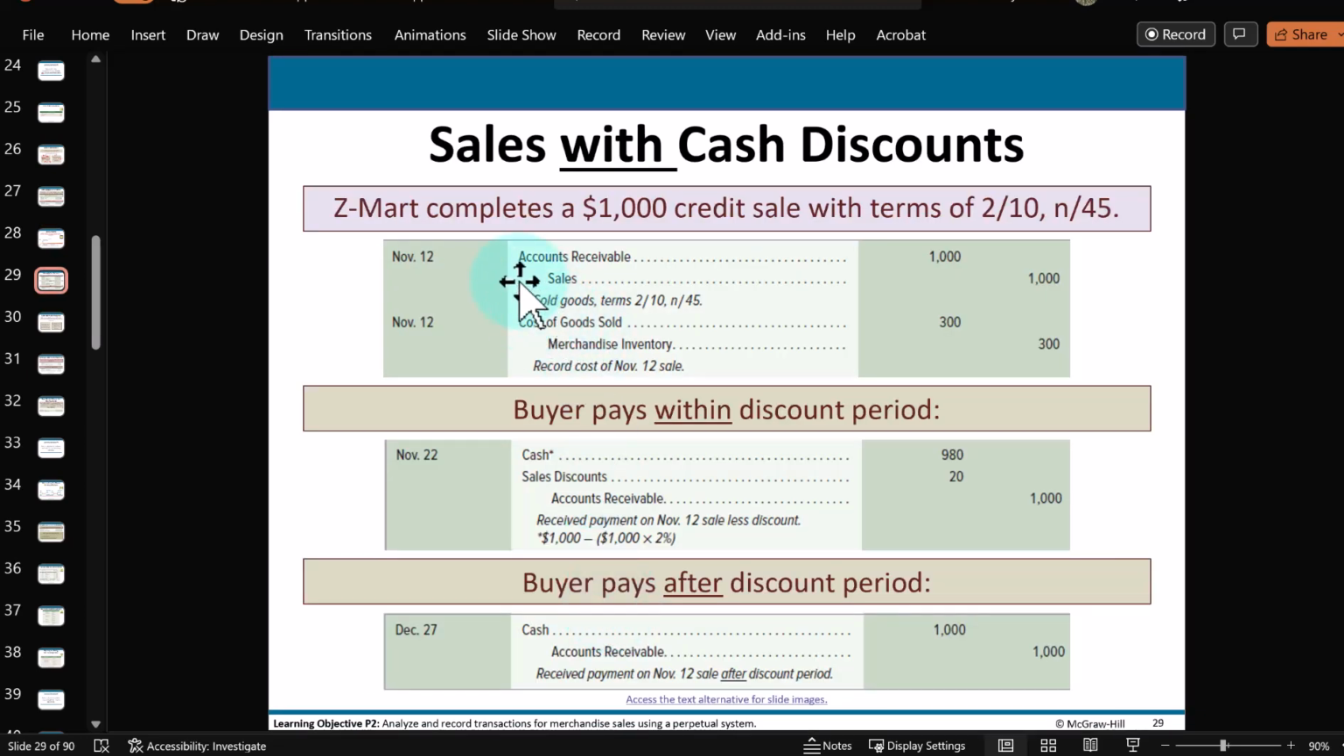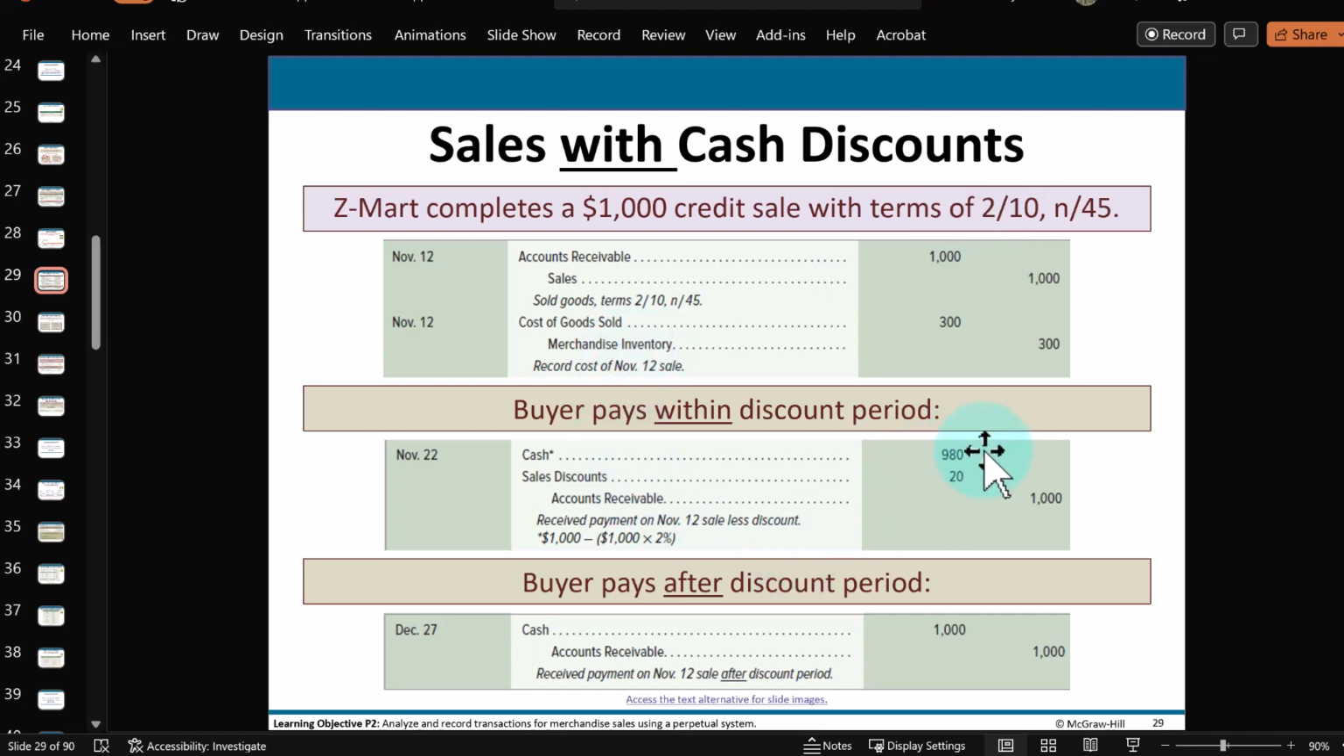So let's say again we make the sale here on November 12th and we have those two entries again to record the revenue, to record the costs. But now within 10 days, November 22nd, our customer pays off early. So they're no longer going to owe us this $1,000 receivable. So we zero it out with a credit. But you're not going to get $1,000 cash. Remember now you got to give your customer a 2% discount. So that comes out to $980.